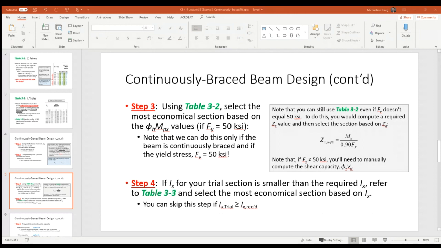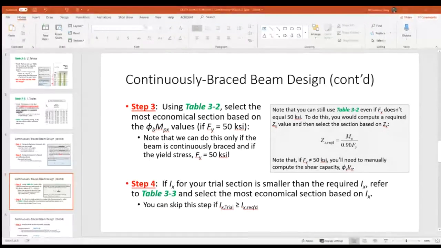When you look up a section based off table 3.2, you're looking at only the strength. You're looking at only the moment. It's possible that you look up a section that's got more than enough moment capacity, but it doesn't meet deflection requirements. If it doesn't meet deflection requirements, what you do is you go to table 3.3 and look up a section based off Ix. Don't worry, this seems like it's really involved. It's a pretty quick process.